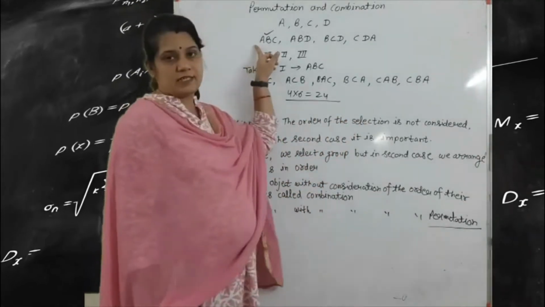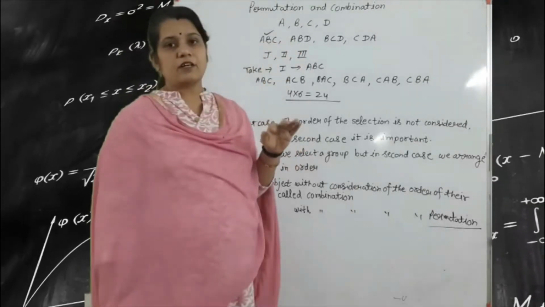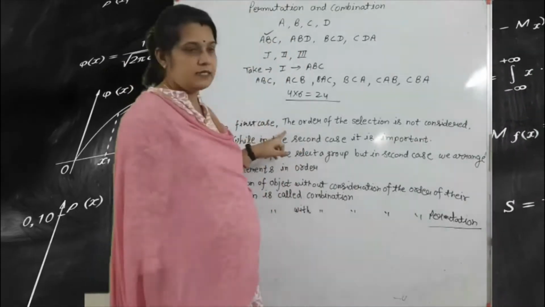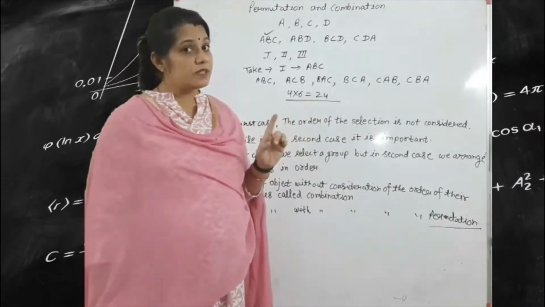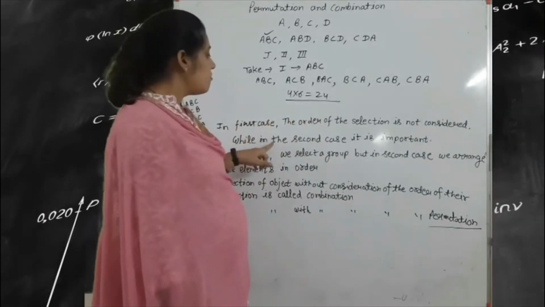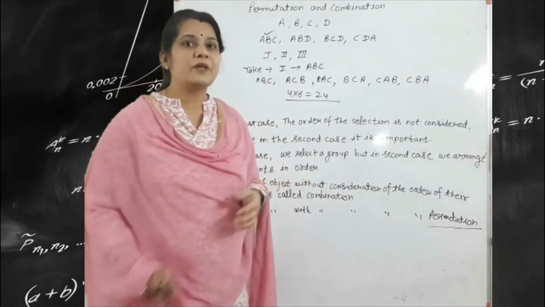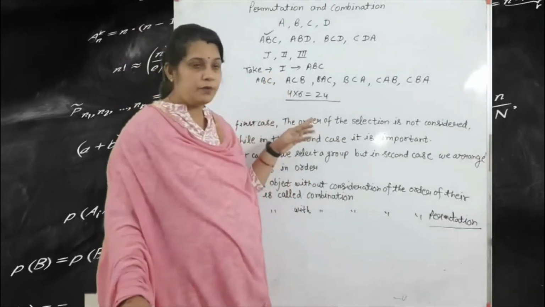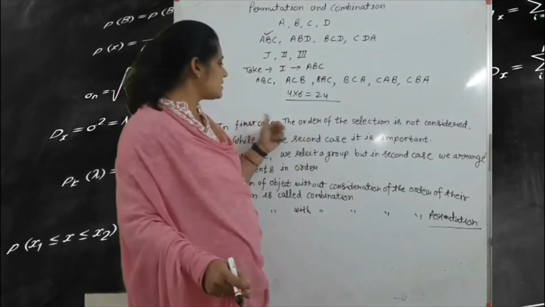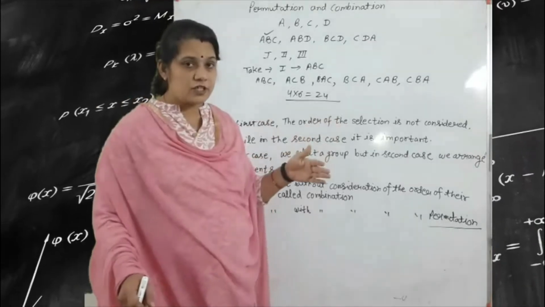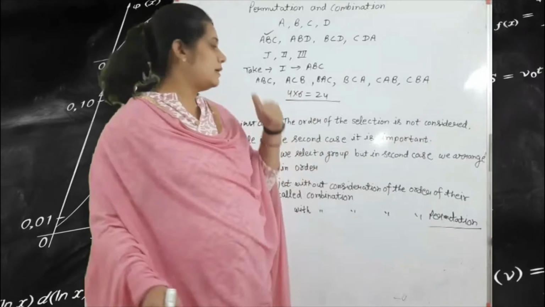In the first case, we arrange according to group. So in the first case, the order of the selection is not considered, while in the second case, it is important. Why is it important? Because in every group we write the rank, first, second and third. So in the first case the order of selection is not considered, but in the second case it is important.